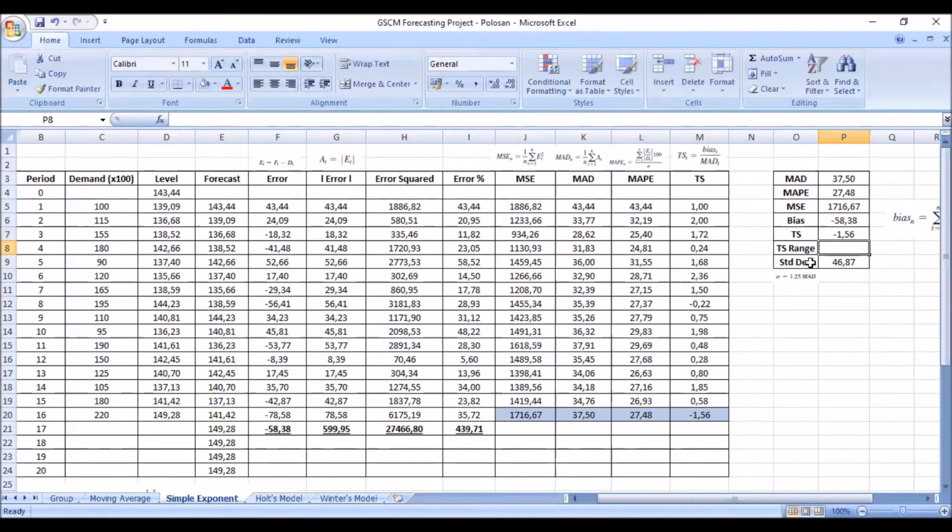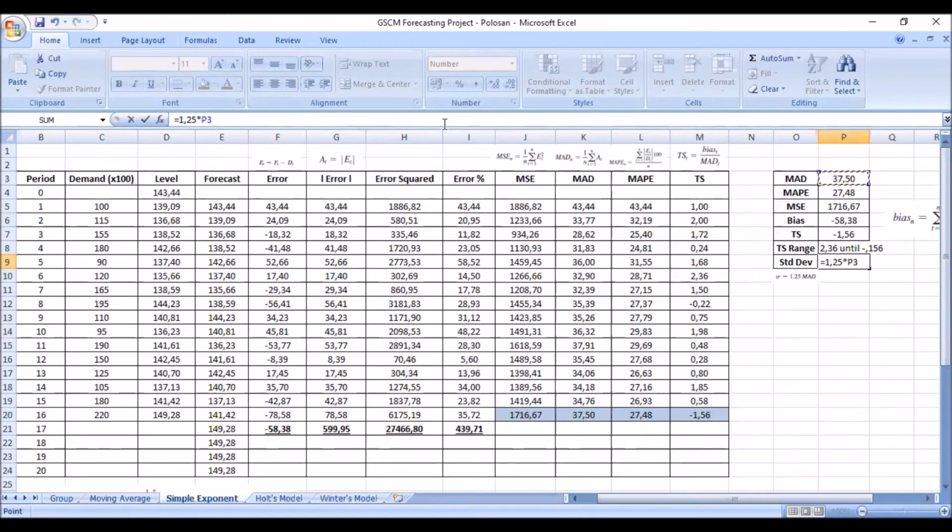We have the same TS as the calculation. And for the TS, we just need to find the lowest one, which is minus 1.56, and the highest one, which is 2.36, and we just need to write it down. And it's a good one because it shows that it's not too under forecasted and not too over forecasted. And then for the standard deviation, we just need to multiply 1.25 by the MAD we have found.